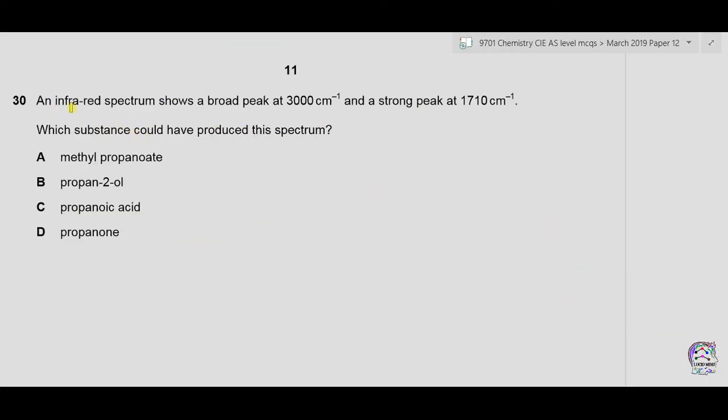Question number 30. An infrared spectrum shows a broad peak at 3000 per centimeter and a strong peak at 1710 per centimeter. Which substance could have produced this spectrum? Now let's look at the data booklet. We can find that in carboxylic acid, the oxygen-hydrogen bond will produce a peak between 2500 to 3000 per centimeter, and it is very broad.